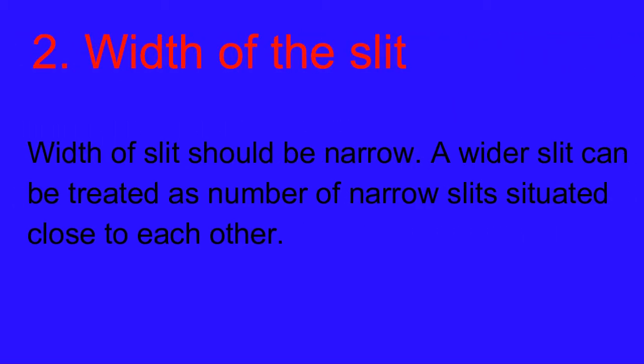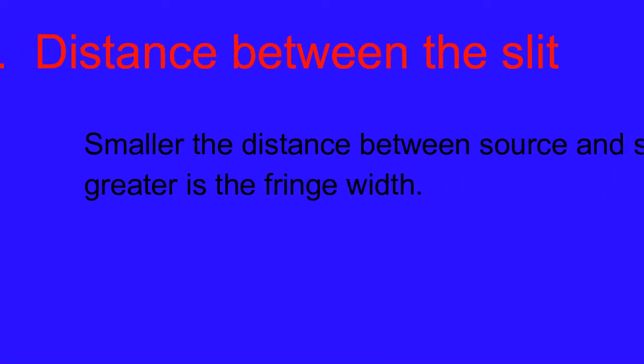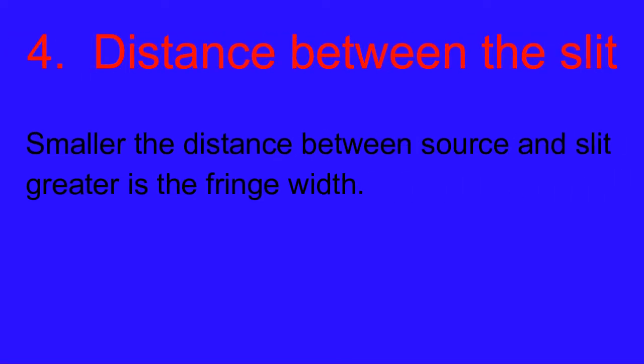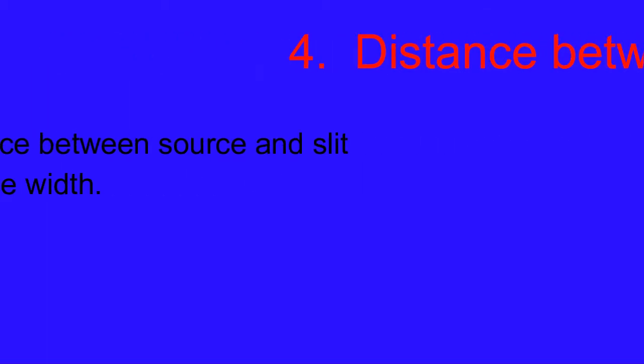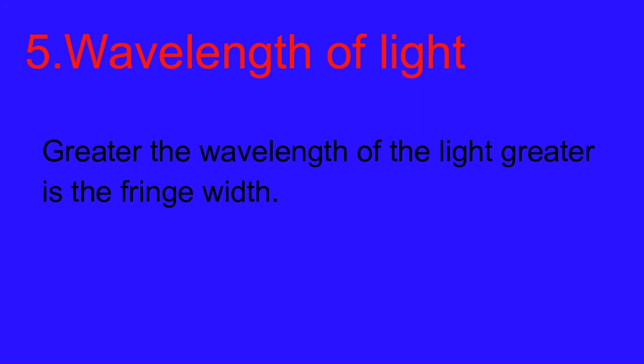Width of the slit. The width of the slit should be narrow. A wider slit can be treated as a number of narrow slits situated close to each other. Distance between the source and slit. A decrease in distance between the source and slit increases the intensity of the pattern and vice versa. Distance between slits. The smaller the distance between the slits, the greater is the fringe width. Wavelength of the light. The greater the wavelength of the light, the greater is the fringe width.